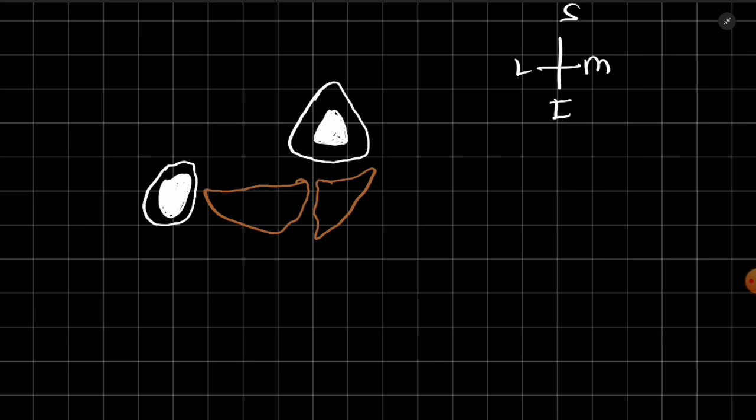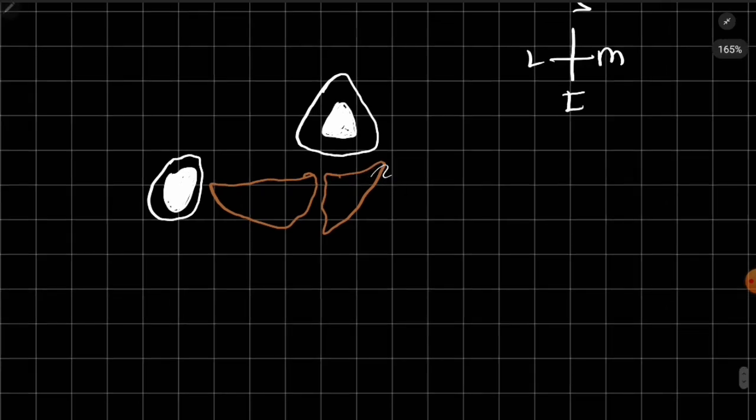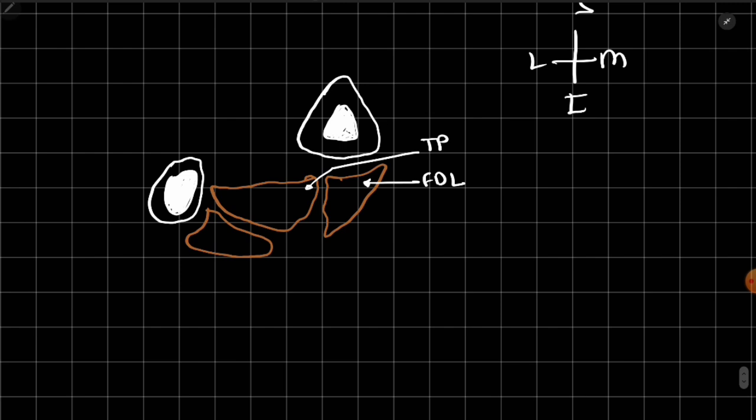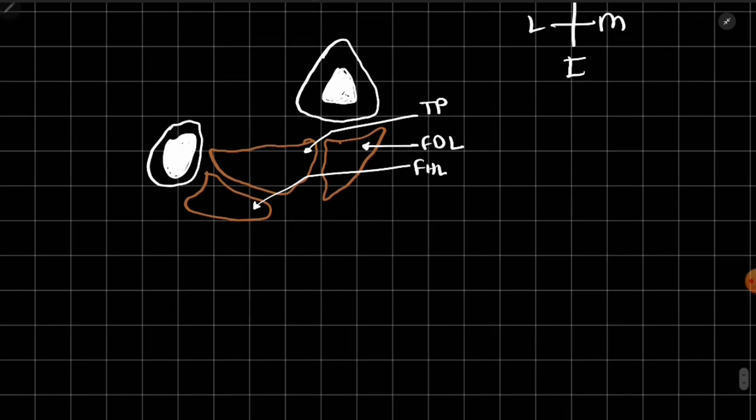So let me just first label it. This is the flexor digitorum longus, this is the tibialis posterior, and more laterally we have this muscle which is known as flexor hallucis longus. Okay, so let me label it flexor hallucis longus. We said we will follow the rule of 3-1-2. So the big muscle, you should draw it enclosing all the muscles.